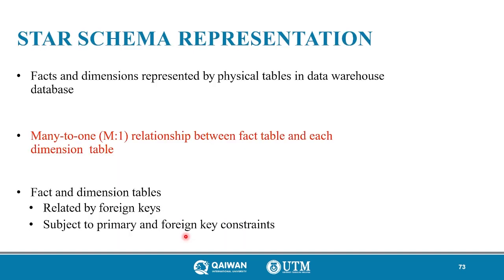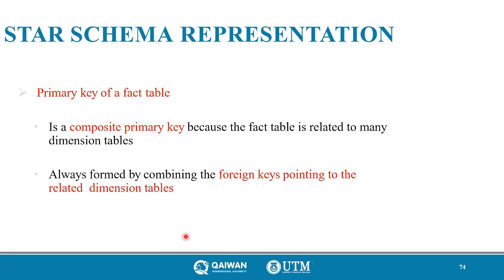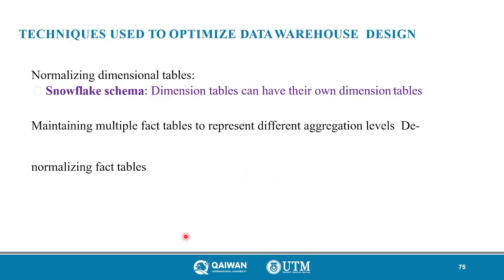Now, star schema representation: facts and dimensions are represented by a physical table in a data warehouse database. We would have a many to one relation between the fact table and each dimension table, and fact and dimension tables are related by foreign key. Of course, when we have one to many, we have a foreign key, subject to primary and foreign key constraints. Now, the primary key of a fact table is a composite primary key because the fact table is related to many dimension tables, always formed from a combination of foreign keys pointing to the related dimension tables.